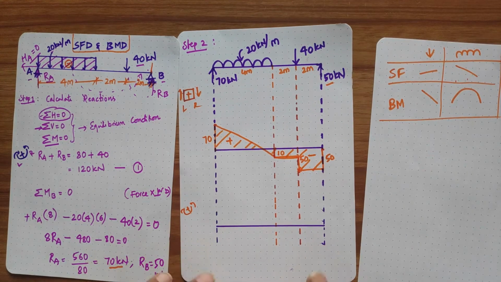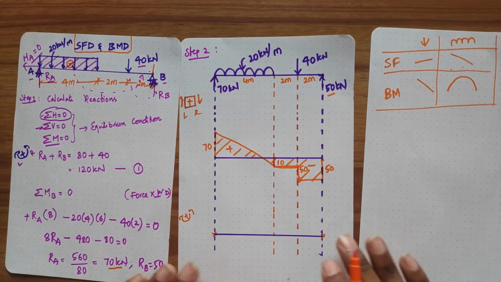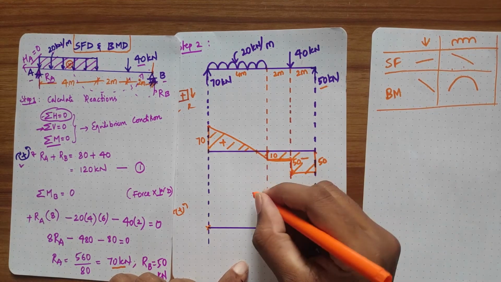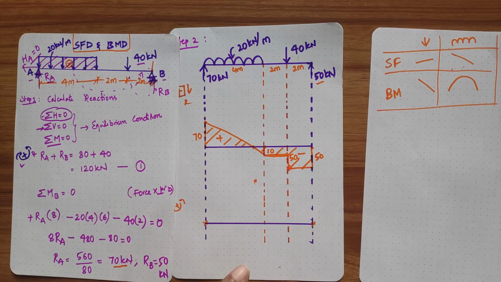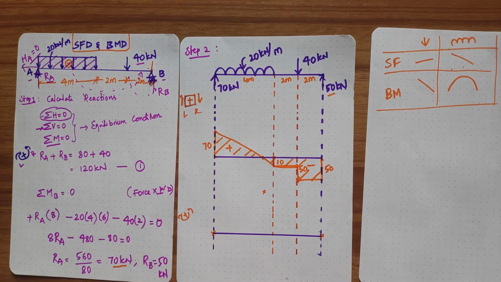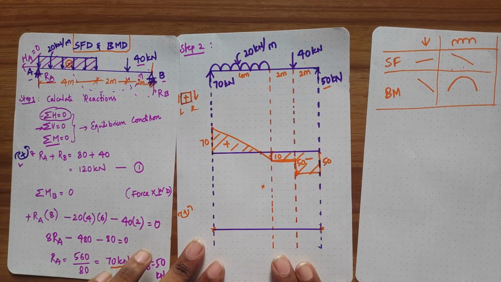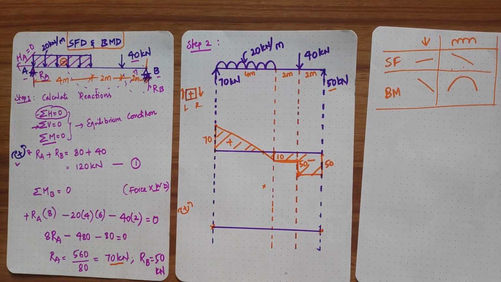Okay, now coming to the bending moment diagram. So there is a small trick here. We need to know the maximum point of the bending moment diagram. That will be at this point, because wherever the shear force is 0, that will be the maximum point of the bending moment diagram. Also, for a simply supported beam, bending moment at the end points is 0.